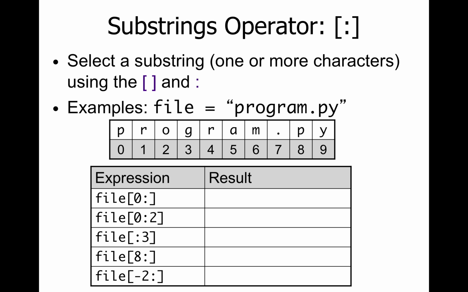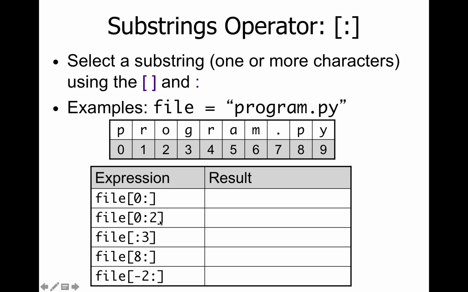Okay. So let's look at an example. Here we have a file name, which we've stored in a variable called file. File equals program.py. And we have the index values, 0 through 9, because the length is 10. So let's try and predict a couple more of these expressions using the colon this time instead of single characters. So if I've got file 0 colon, what will be my result? If you said the whole string program.py, then you are correct.